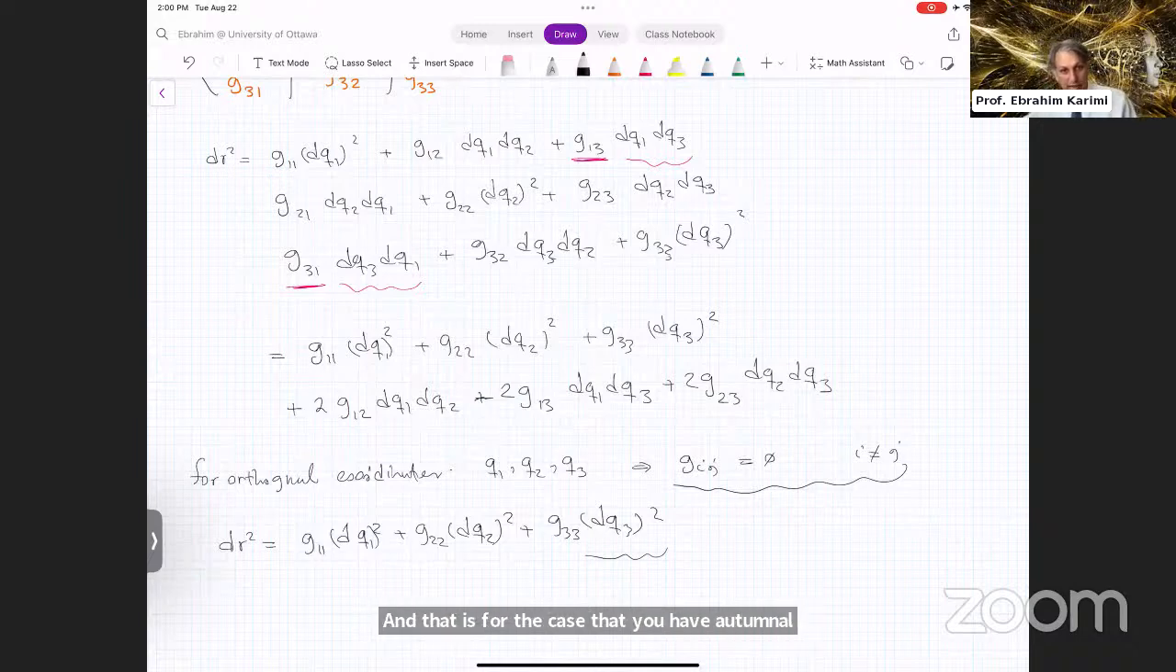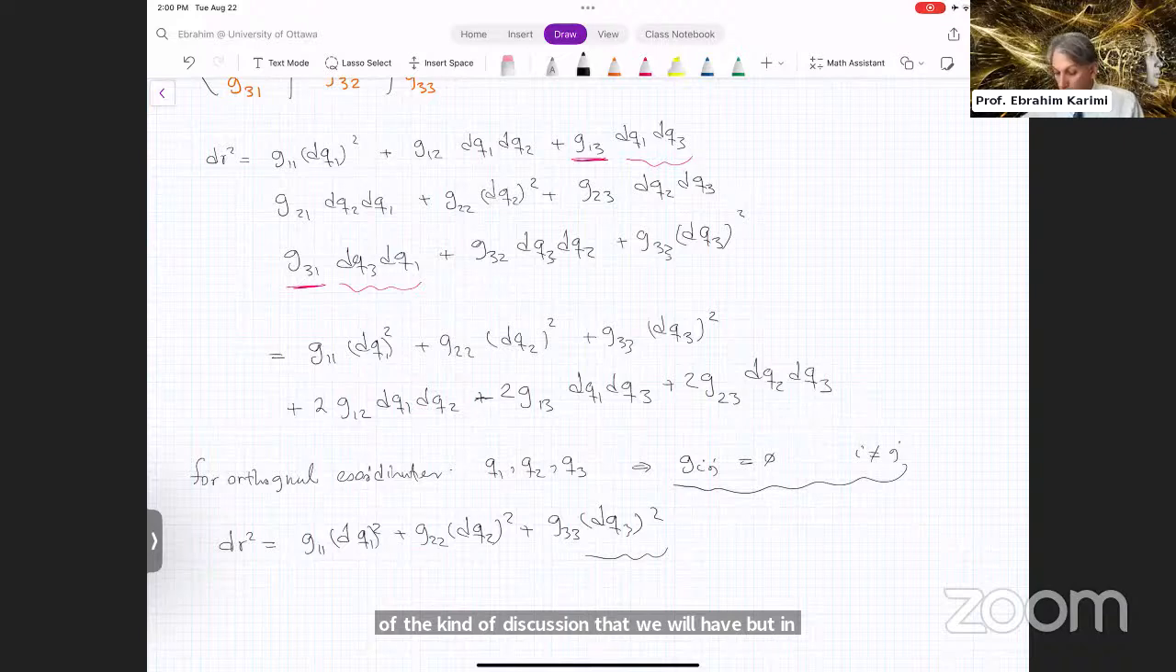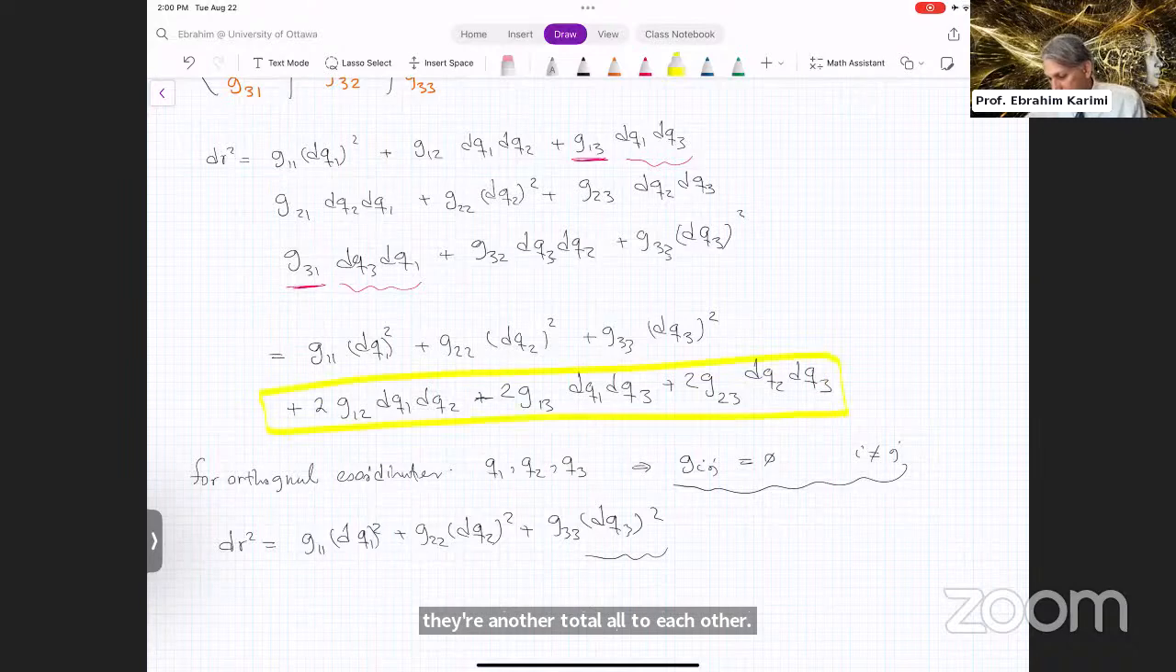That will be the subject of some of the discussion that we will have. But in general, you may not have this condition. In general, you may work in a coordinate system where the constant planes of Q1, Q2, and Q3 are not orthogonal to each other, meaning that the unit vectors you determine for them are not orthogonal to each other. Then the metric of the space has these terms as well, not only the first set of three, but also the last three sets. So you have to be very careful how to handle this.